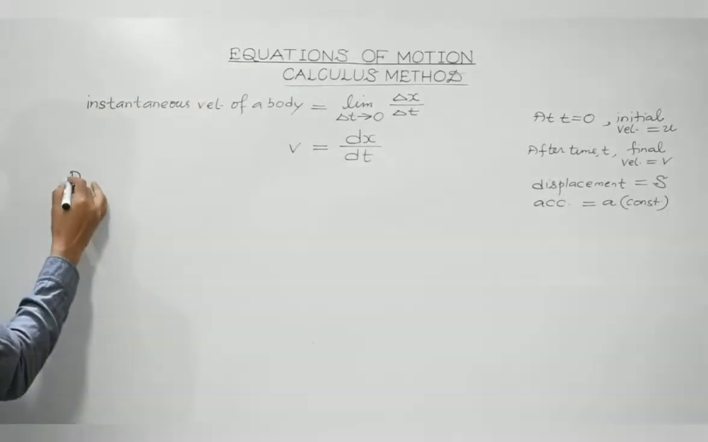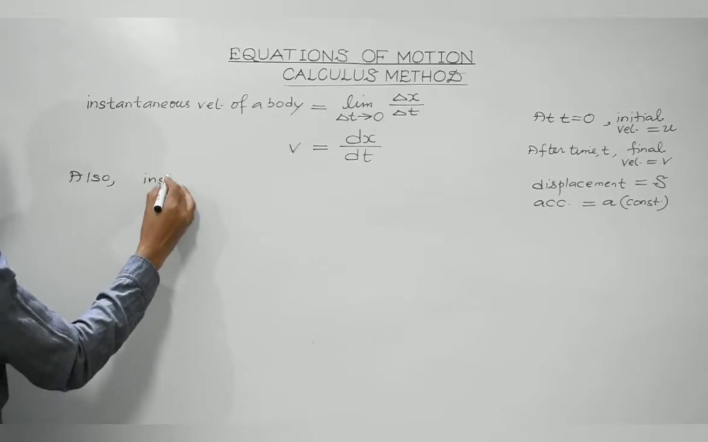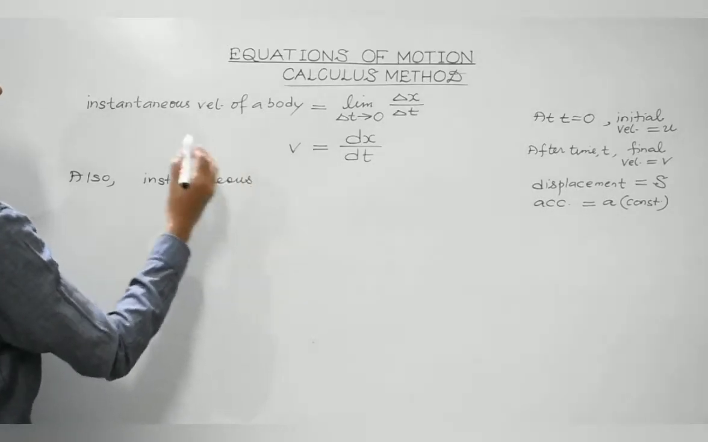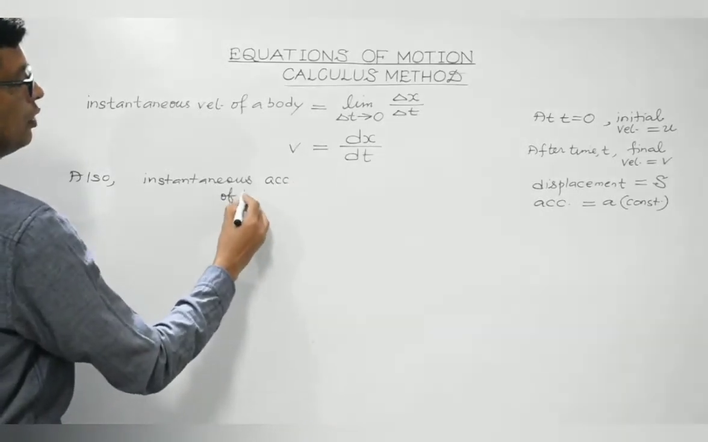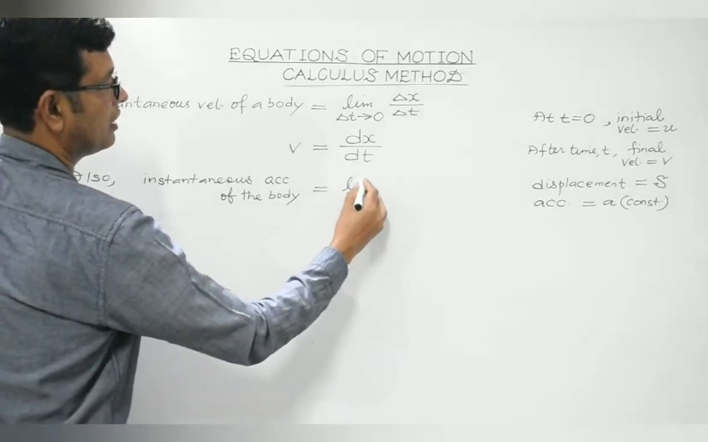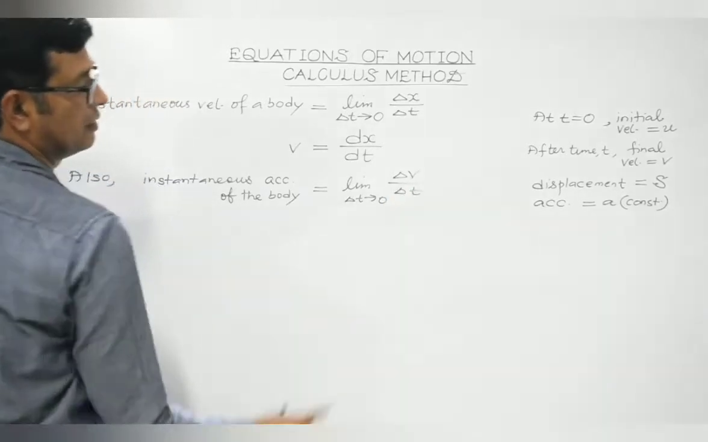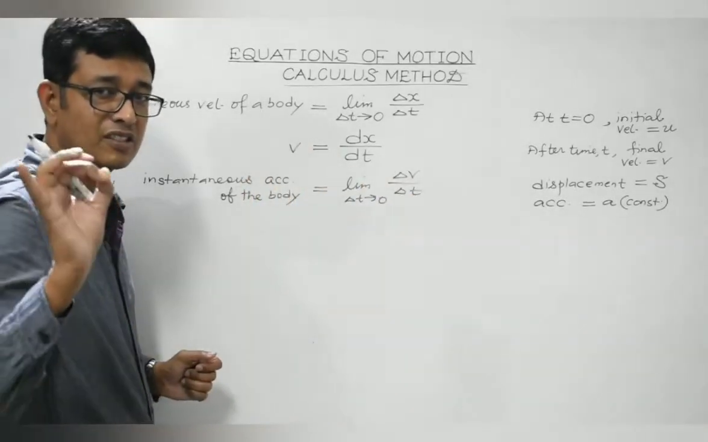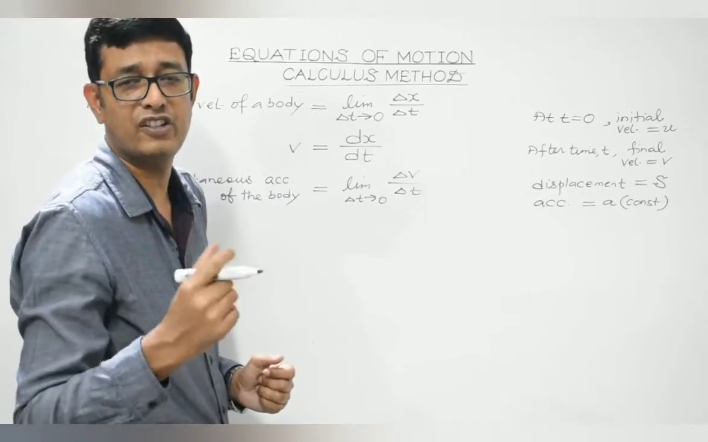Also, the instantaneous acceleration of the body, which is obviously constant, will be given by limit del t approaches 0, del v by del t. This represents small change in the velocity in very small time del t. Again, I must stress del t represents a very, very small interval of time, vanishingly small.